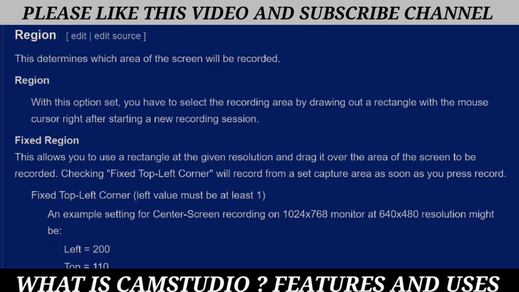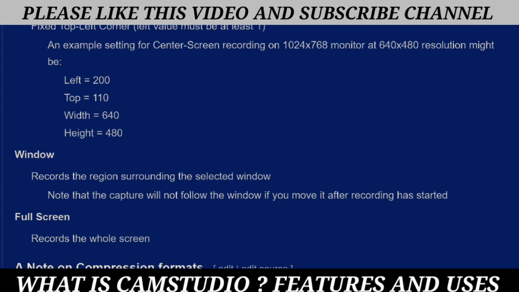An example setting for center screen recording on a 1024 by 768 monitor at 640 by 480 resolution might be: left equals 200, top equals 110, width equals 640, height equals 480.